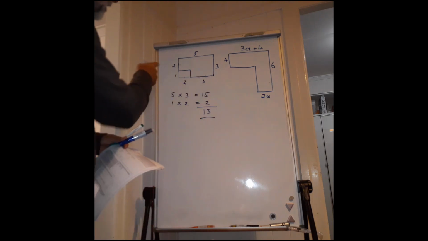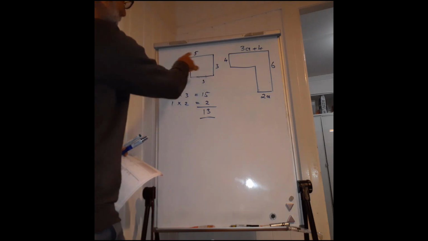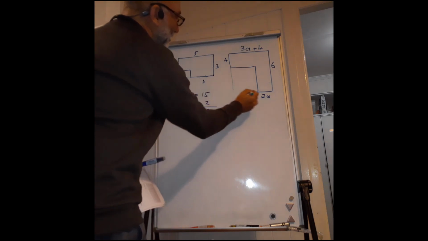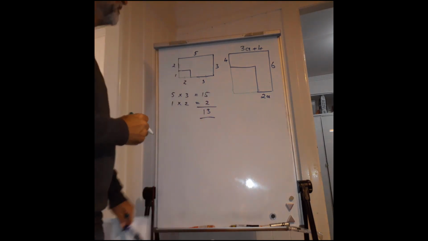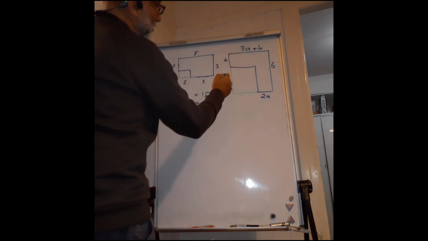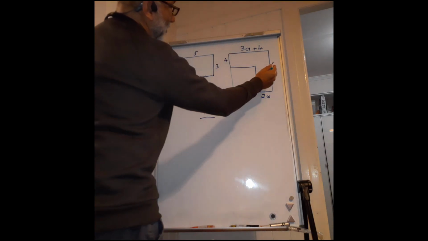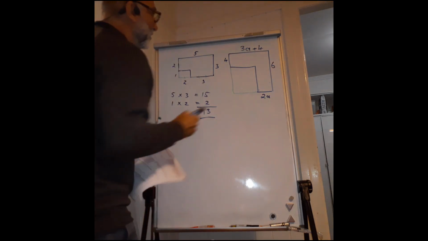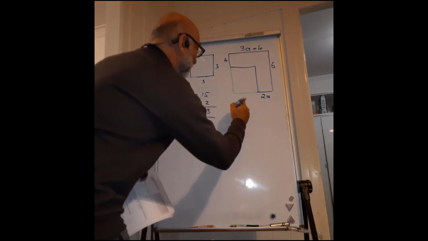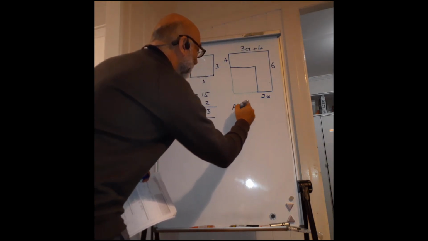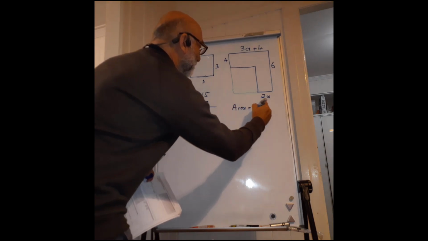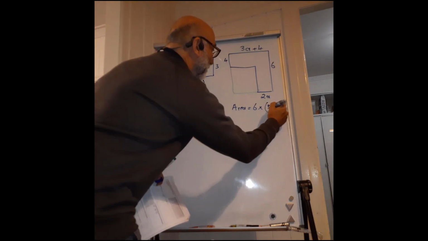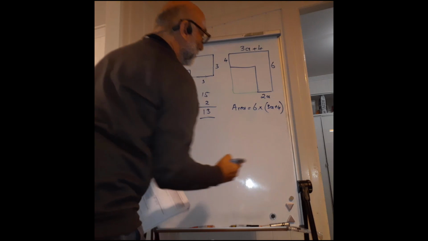Okay, so applying this first idea over here, what I'm going to do is complete this to make it a regular shape. So now I know that the overall area is going to be 6 times whatever that is. Okay, so I'm going to write that down. 6 times whatever that is. Okay, so the area equals 6 times, and let's put that in brackets here so that we don't muck it up, 3a plus 4.